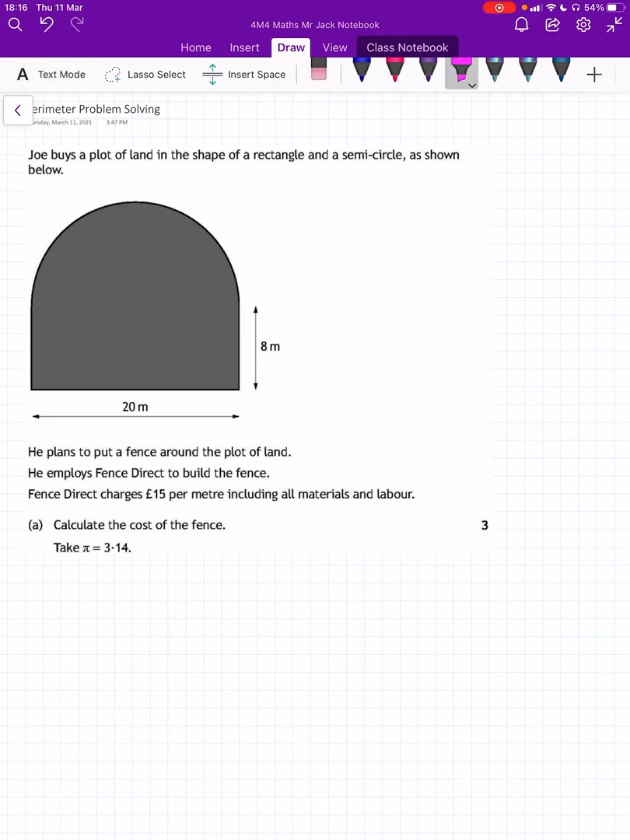The clue, by the way, is when you see this. When you see "take pi equal to 3.14", generally what that means is that you're dealing with a non-calculator question.